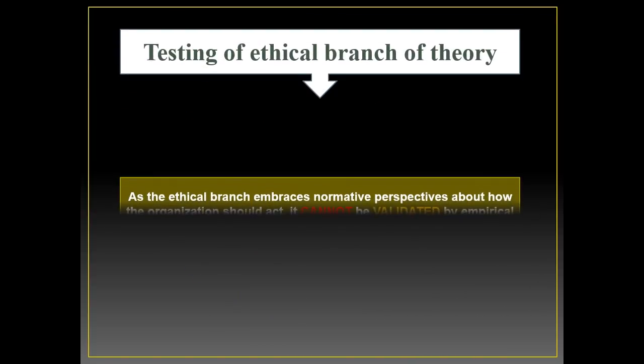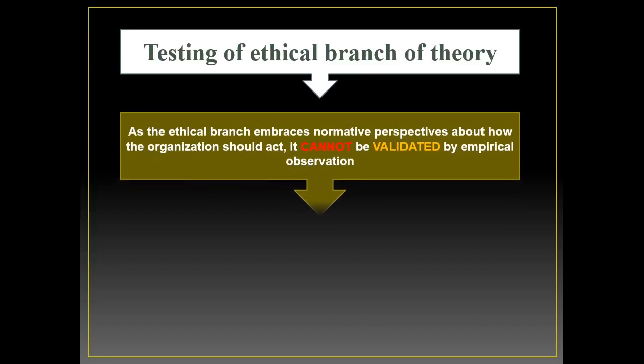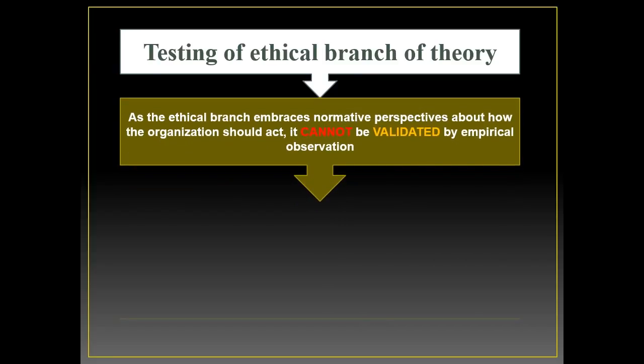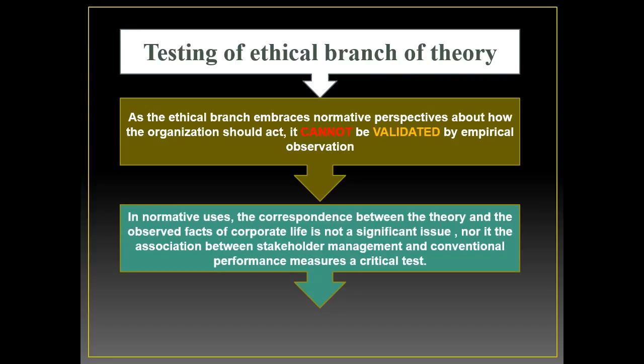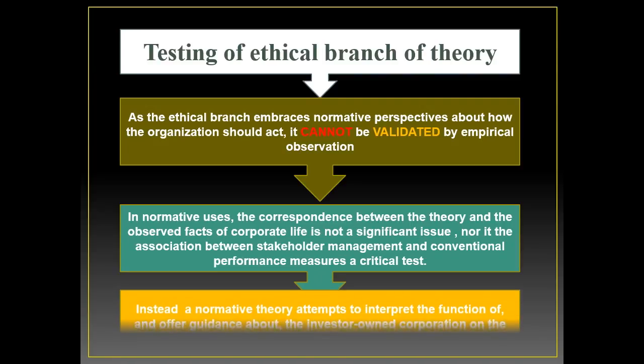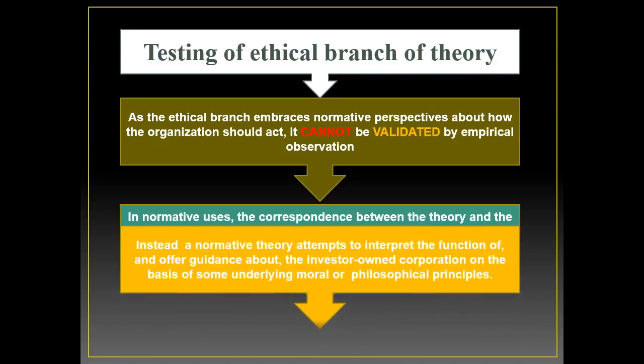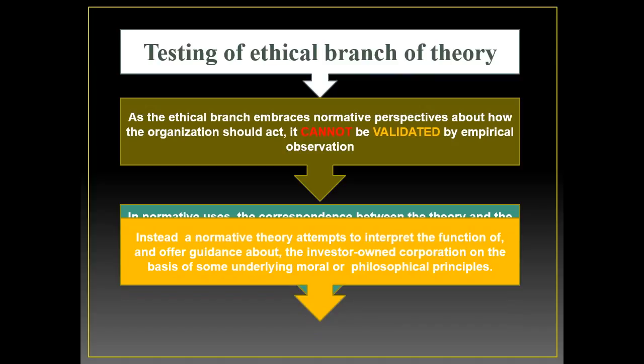Testing of the ethical branch of the theory: as the ethical branch embraces a normative perspective about how the organization should act, it cannot be validated by empirical observations. As stated by Donaldson and Preston, in normative uses, the correspondence between the theory and the observed facts of corporate life is not a significant issue, nor is the association between stakeholder management and conventional performance measures a critical test. Instead, normative theory attempts to interpret the function of, and offer guidance about, the corporation on the basis of some underlying moral or philosophical principles.